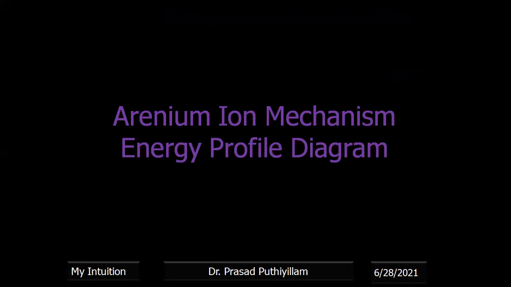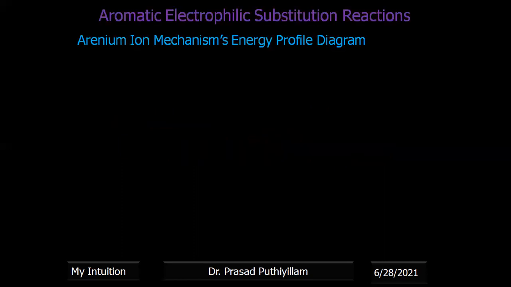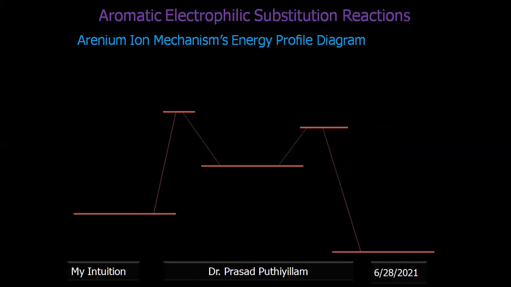Now, moving on to the energy profile diagrams, what will be the energy? What are the different stages of this Arenium ion mechanism, and what are the different energy states of that? Okay, so for that energy profile diagram, I'm just drawing the energy levels to get a better understanding. So first energy level, then a very high energy level. Why? High energy level means less stable. Then a comparatively stable energy level. Then again it goes to a little higher energy level, a less stable state. Then finally it goes to a very stable state.